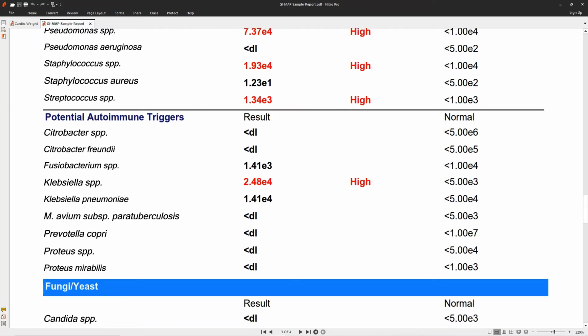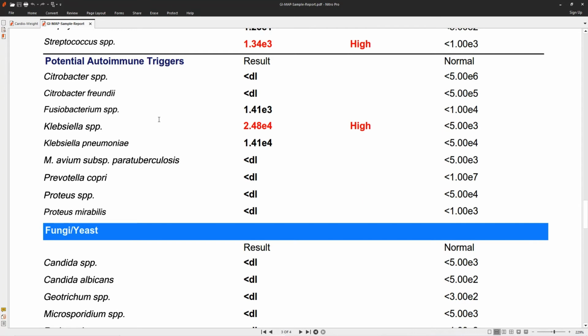This is really interesting. Potential autoimmune triggering bugs. So this is where we're talking about. You have some of these bugs combined with leaky gut, and guess what's falling into your bloodstream? Autoimmune triggering bugs that can cause autoimmune disease. So we don't want to see this either.